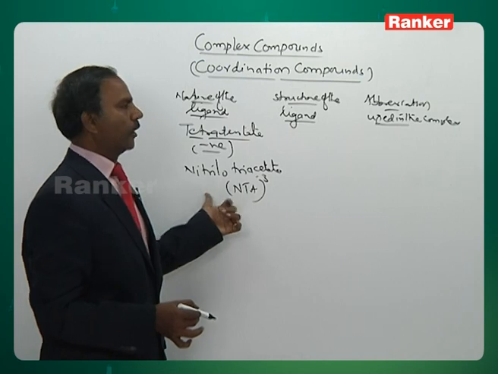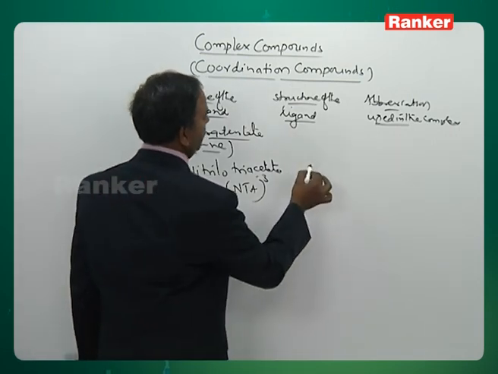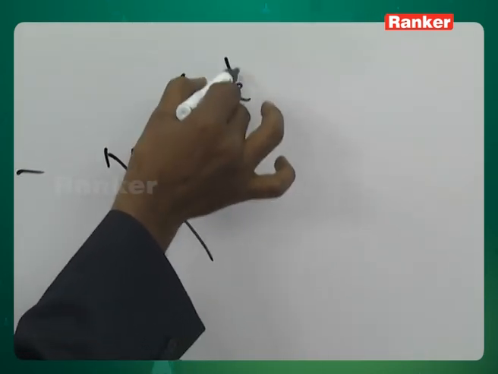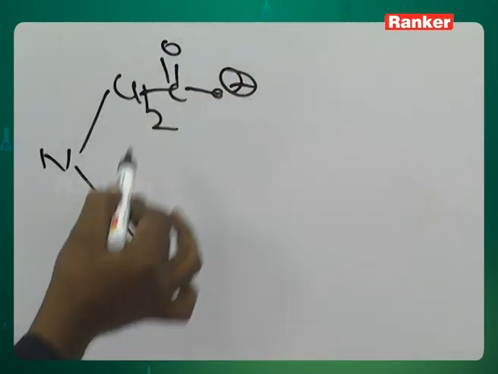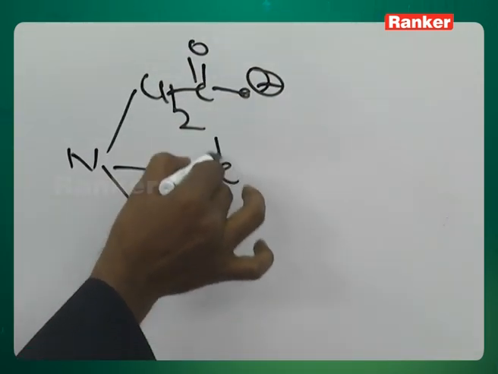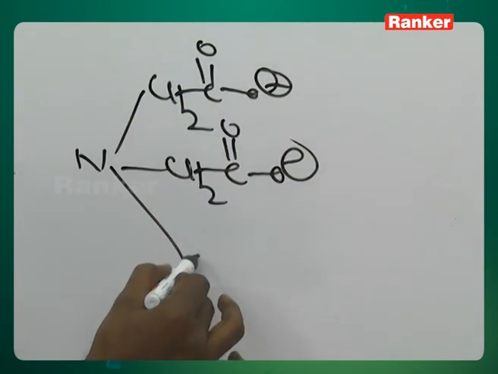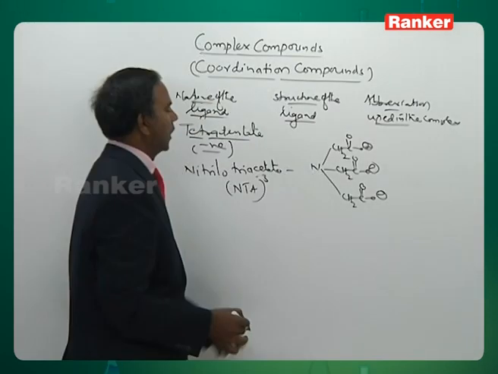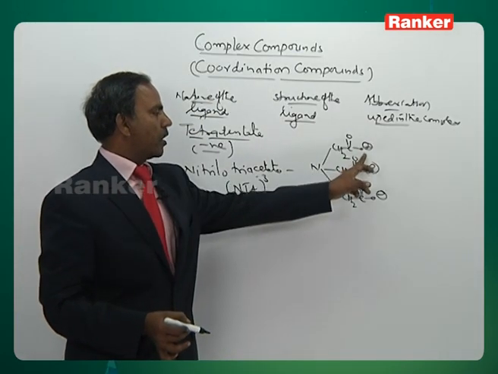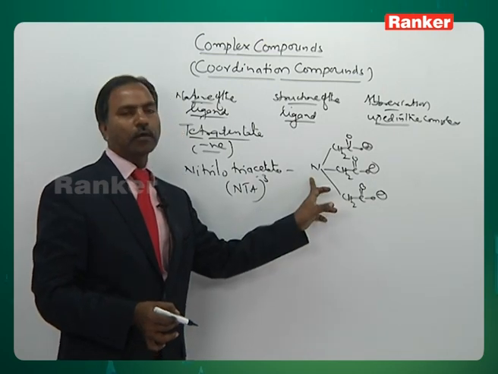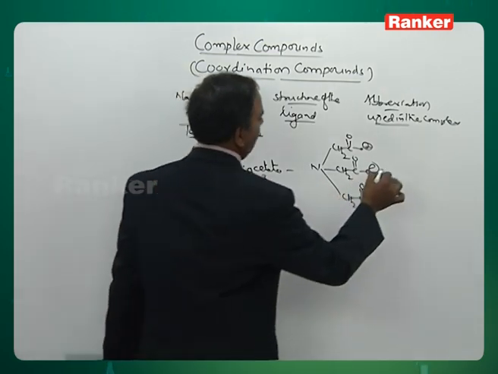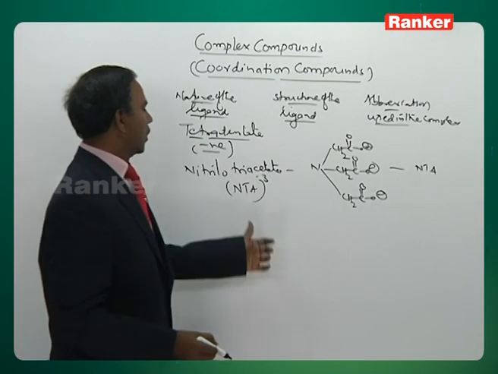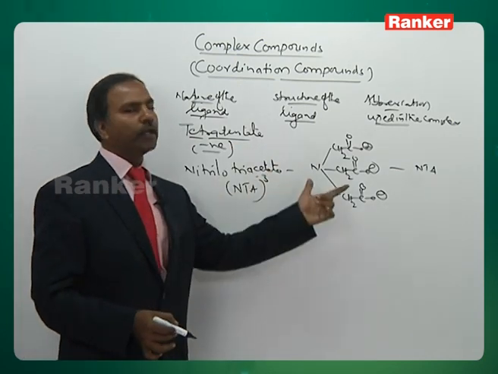Under tetradentate, the structure of nitrilo triacetate: nitrogen linked to 3 acetate groups, each CH2 C double bond O minus. First donor, second donor, third donor and fourth donor, 4 donor atoms. It is represented in the complex as NTA, nitrilo triacetate. This is the only important tetradentate negative ligand.